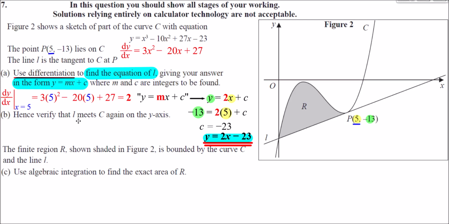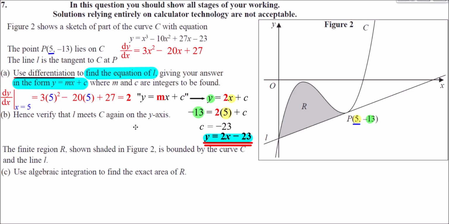Part B, I'll admit, did confuse me for a minute when I read it. It's actually very obvious when you just take a step back and think about it from afar. Don't think about this too deeply. It says, hence verify that L meets C again on the y-axis. So you might be tempted to think, do I put one equal to the other and see where they meet, and then verify that they meet when x is equal to 0? Again, it'd be overcooking it, really.